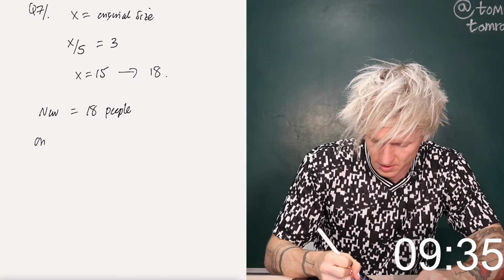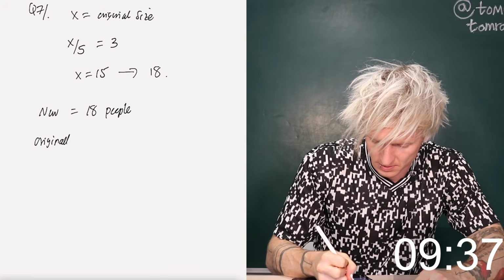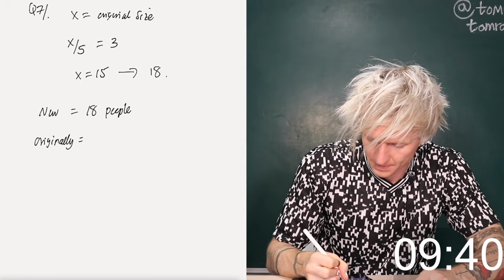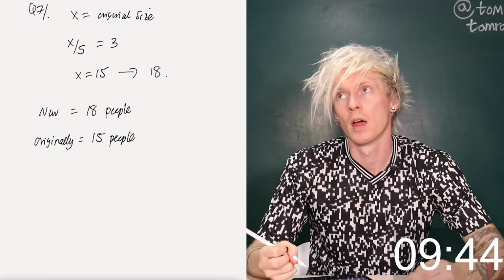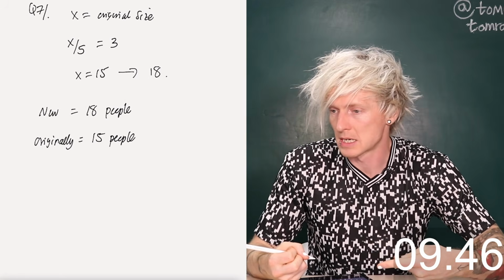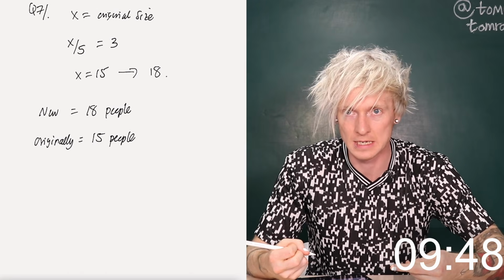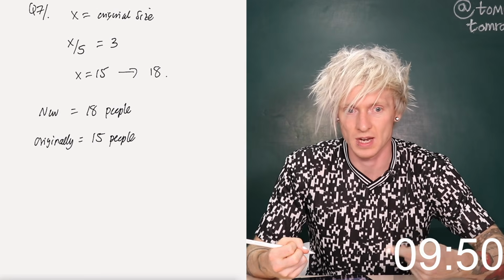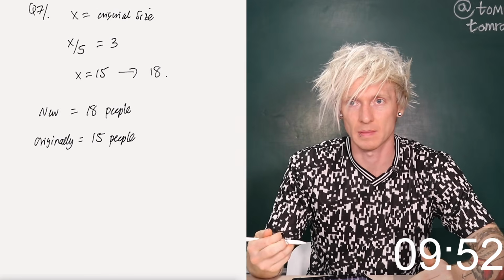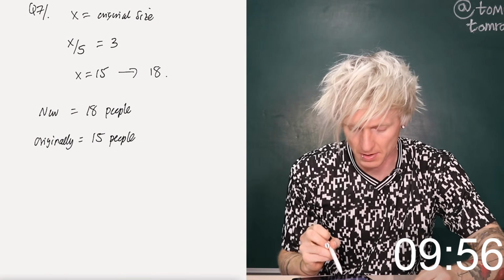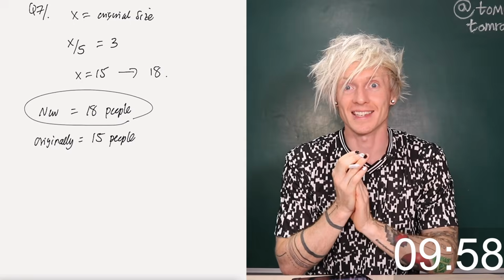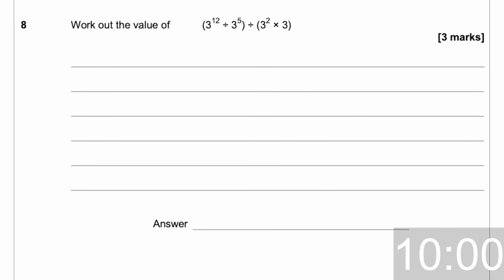And I think originally equals 15 people, because then you could say 20% of 15 is 1/5, which is 3, and 3 arrived and it increased by 20%. Yes, I would agree with that. Okay, so how many people are now at the party? 18. Question 8, work out the value.